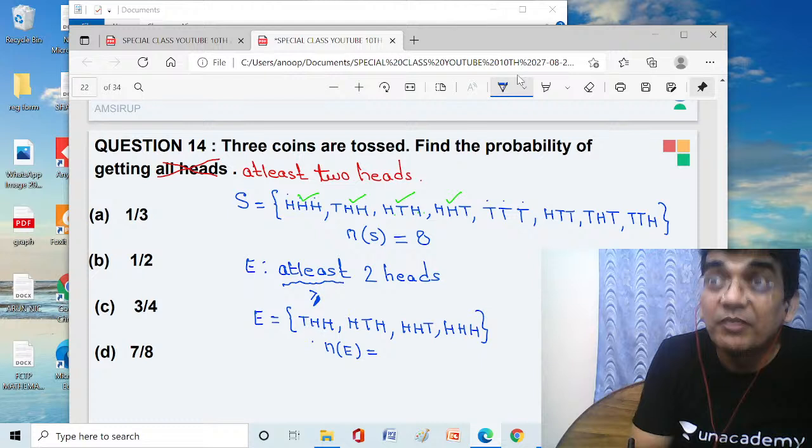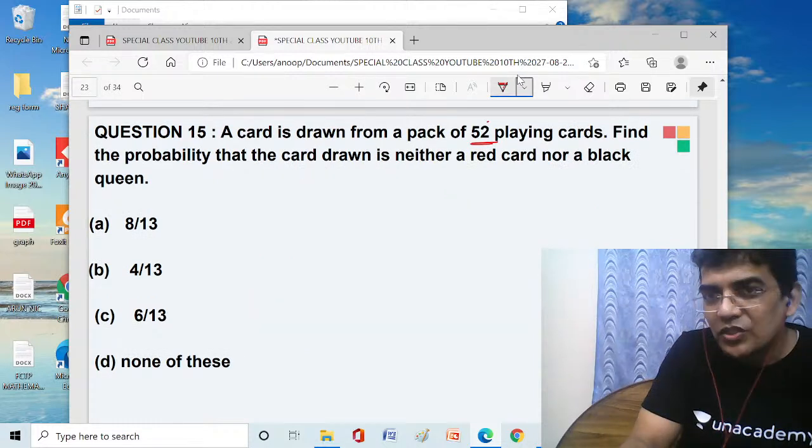It is also based on probability. They are saying a card is drawn from a pack of 52 cards. Now you are drawing cards from a pack of 52 cards. So this is my sample space. So straight away I can write NS, that is the cardinal number of the sample space, 52.